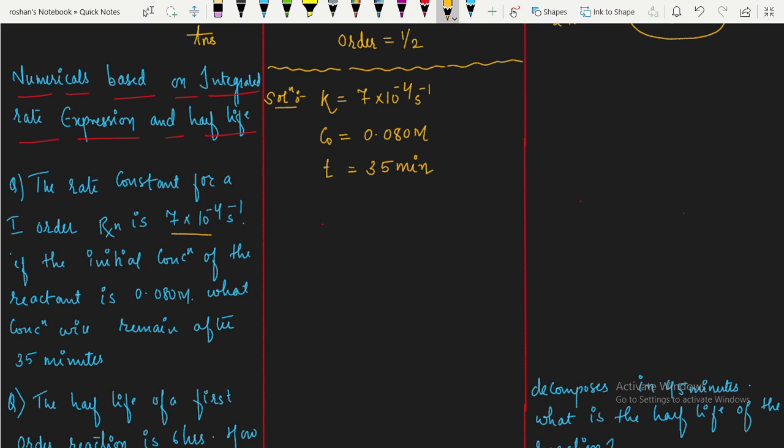Now they say that this reaction is a first order reaction. So if the reaction is a first order reaction, students, can I say the integrated rate expression for a first order reaction is K is equal to 2.303 upon T log C0 by Ct to the base 10, right? If you look at the unit of K which is given to you, it is in second inverse, but the time duration which is given to you is in minutes.